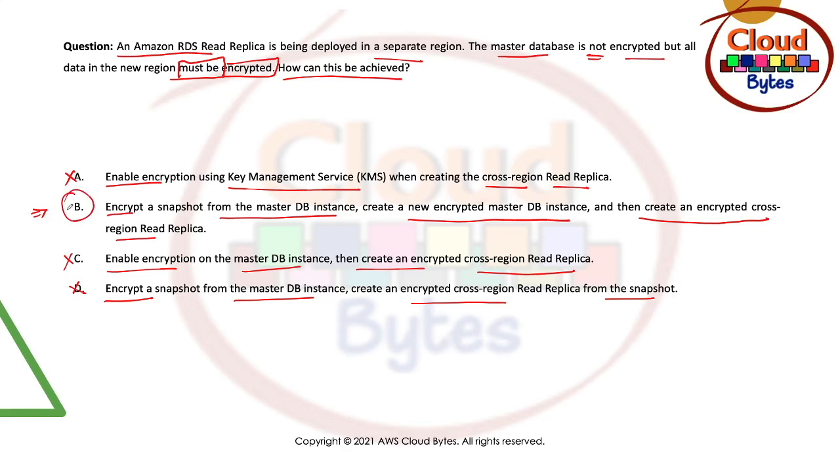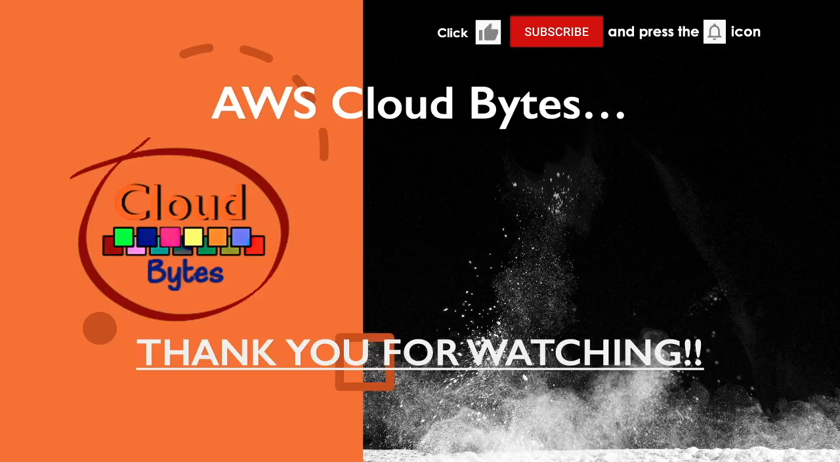Finally, we determined that no other option is best suited in this scenario. The best option in this scenario is to encrypt a snapshot of the master DB, take a snapshot, create a new master DB which is encrypted using the encrypted snapshot, and then create an encrypted cross-region read replica.